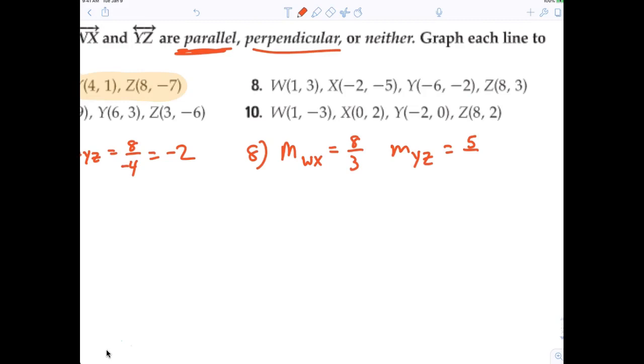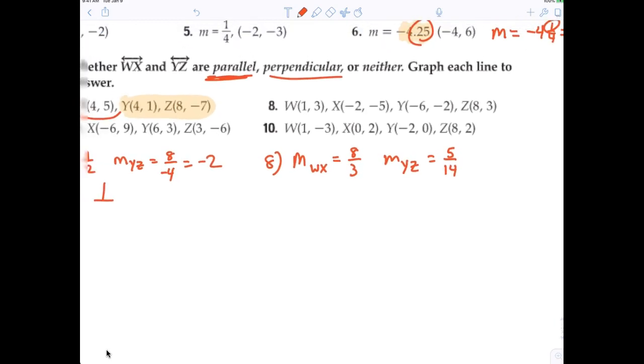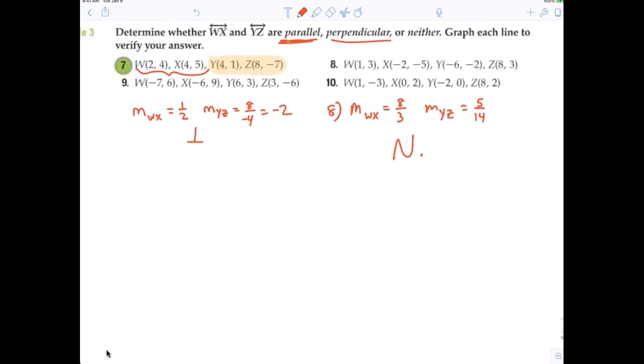All right. And again, the mental math is super important. So if you're not sure about how we got the 5 or the 14, it doesn't matter what order you subtract, as long as you are consistent, right? If you do y2 minus y1, you have to do x2 minus x1. But if you do y1 minus y2, then you have to do x1 minus x2. All right? So what's the relationship? Is there a relationship? No. Neither. All right, so let's look at number 9.